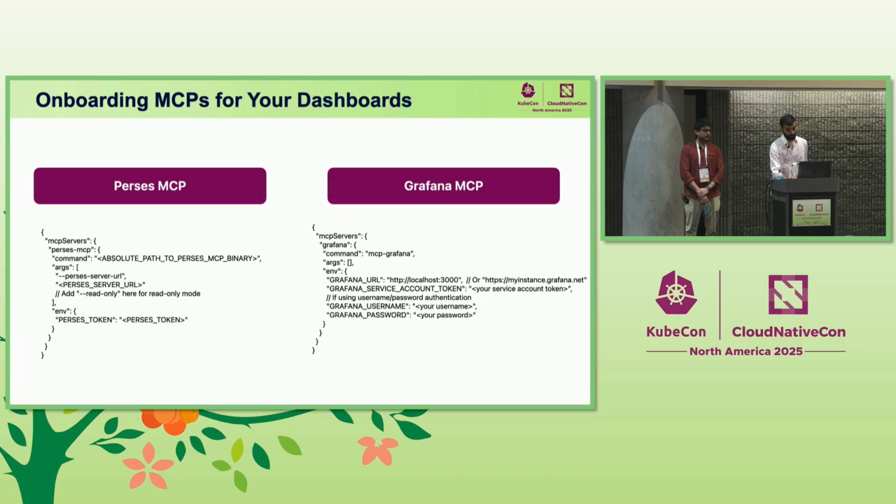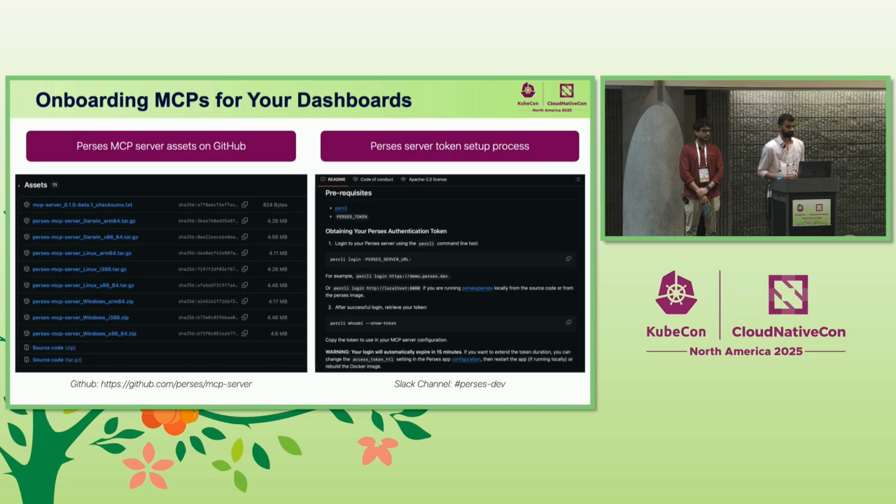Next, let's see where you can get the Perses MCP server and the token you'll need. You can download the Perses MCP server binary directly from the project's GitHub repository. You'll also find builds for other operating systems there. The documentation also explains how to generate a Perses authentication token using the CLI. Once you log in using the Perses CLI and run the show token command, you'll have the token ready to add in your configuration. Also, these are the Slack channel and GitHub links to Perses. It's a pretty cool project. Do check it out.